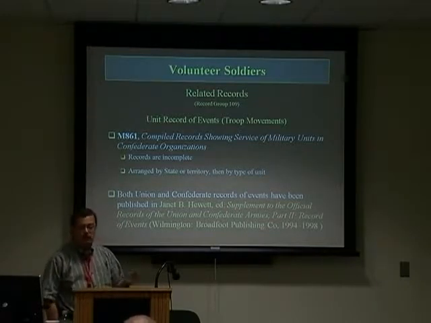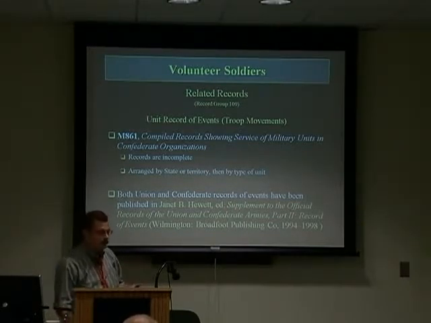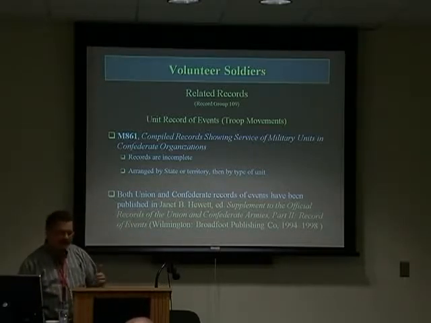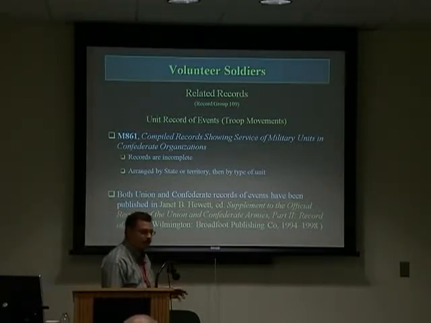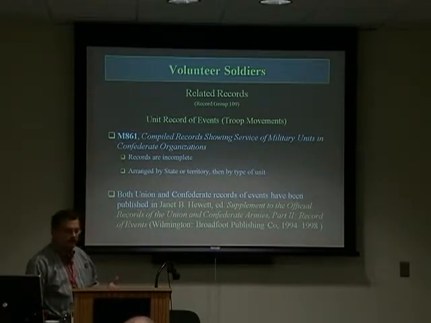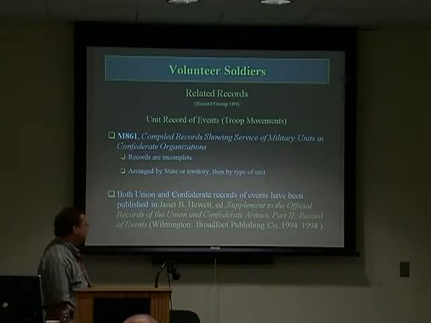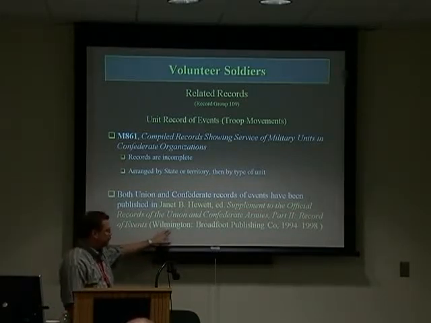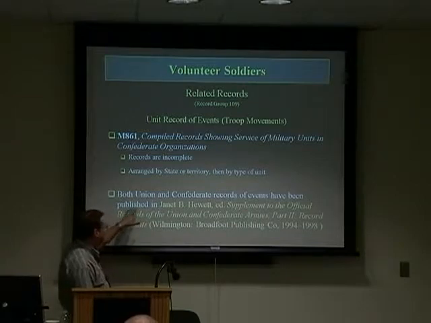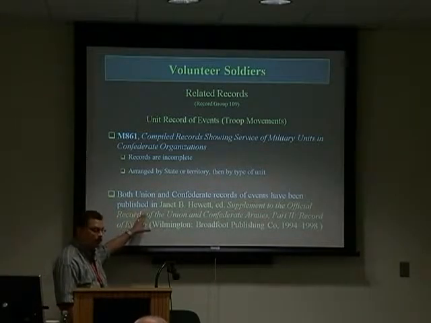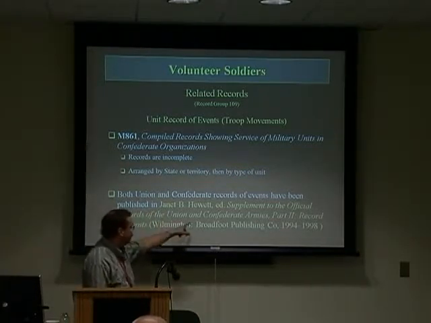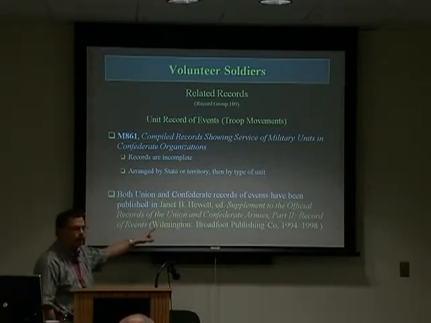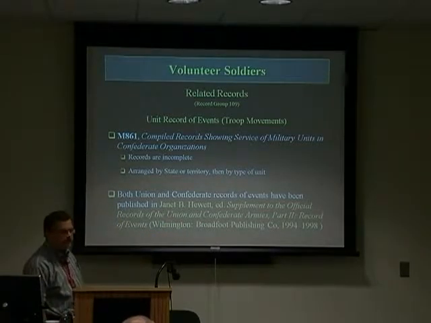But as I said, these are not as complete as they are for the Union because a lot of the regimental records didn't survive. But they are basically arranged the same way. And if you're familiar with the OR, the Official Records of the War of the Rebellion, this is the published records of the war that was produced by the War Department in the late 19th century. There was a supplement to that published in the 90s, and these provide complete transcripts for both the Union and Confederate record of event cards. So you can find them in published form in Janet Hewitt's supplement to the OR, or you can find them individually on the microfilm publications.